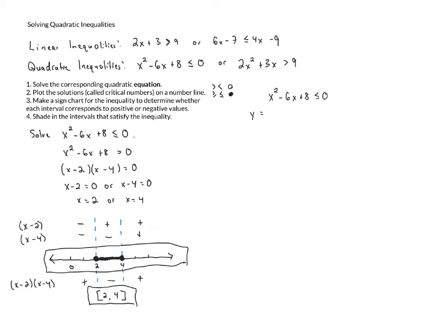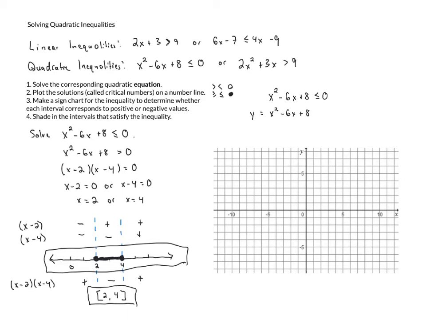I want to look at y equals x squared minus 6x plus 8. Now this ends up being a quadratic equation in two variables. We know that if we graph it, we end up with a parabola. And I want to do a very quick sketch of what this is going to look like. So we will need an XY plane.